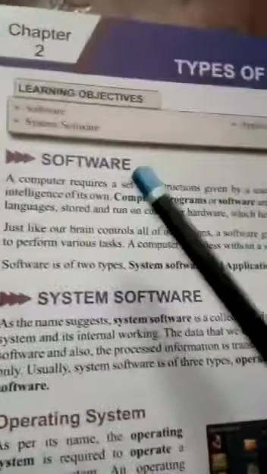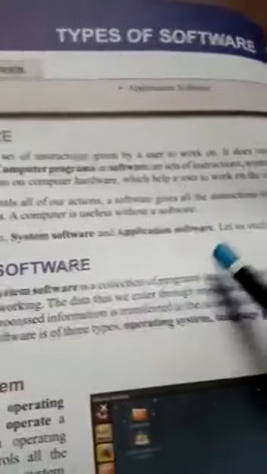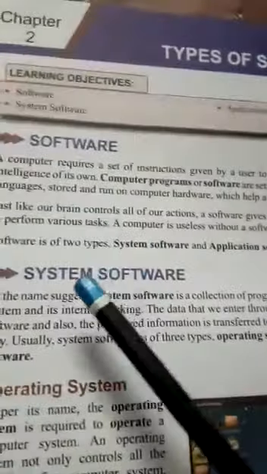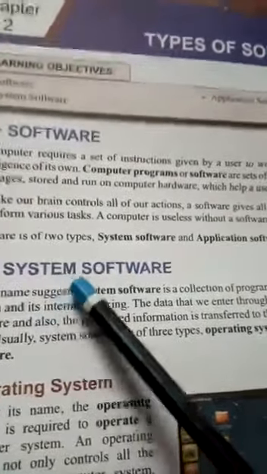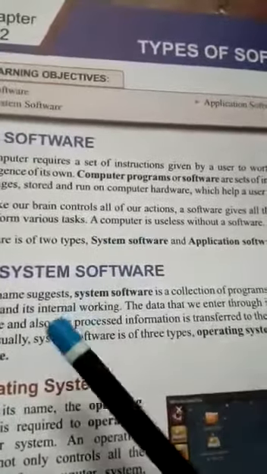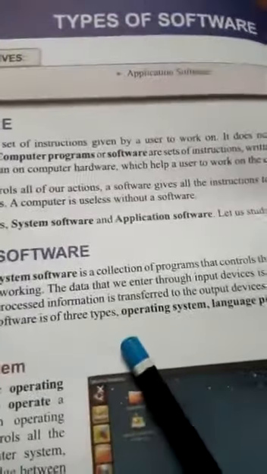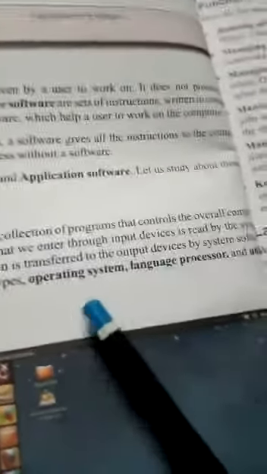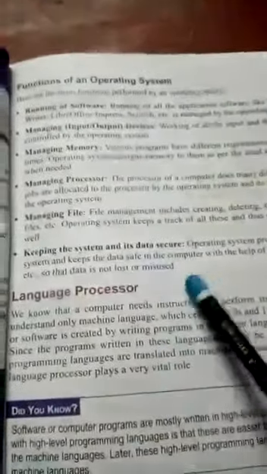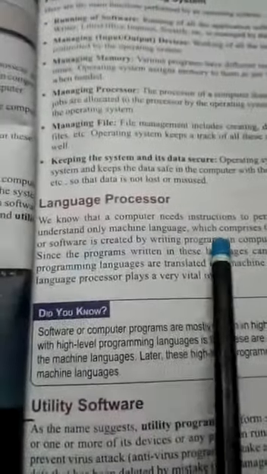Last class we started the second lesson, types of software. We saw what software is. Software is of two types, system software and application software. And we saw what system software is, and that system software is further divided into three types: operating system, language processor and utility software. We already saw what an operating system is and its functions. Now we will see language processor.